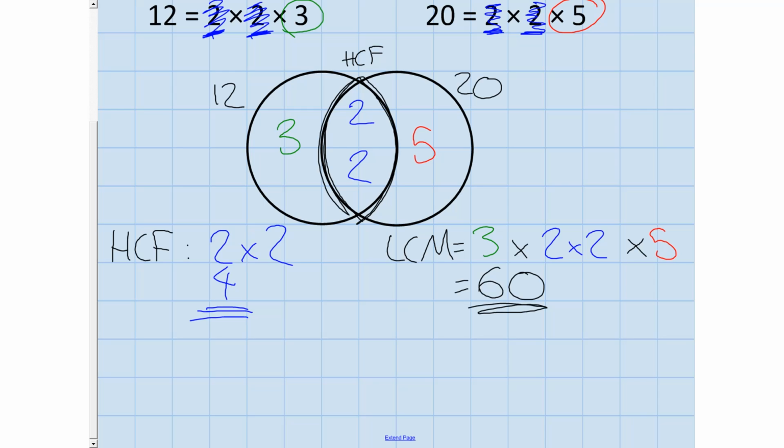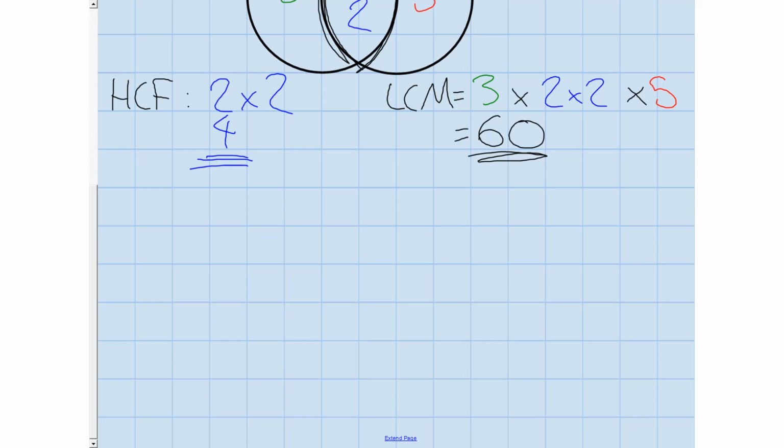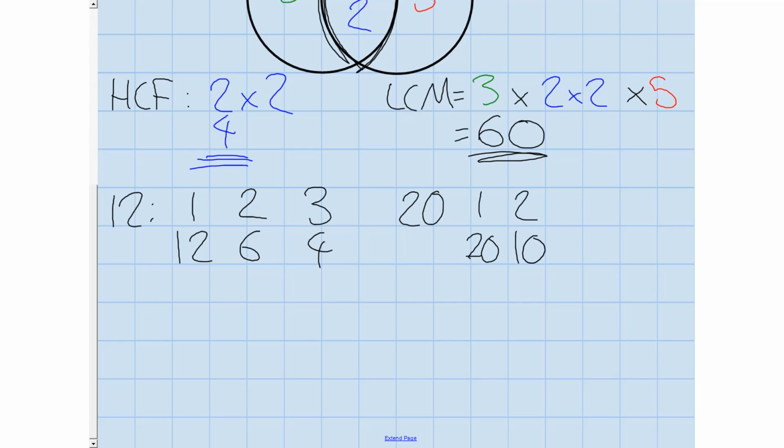Now if you don't like doing it that way, you can do it by writing down factors of the two numbers and then comparing. So for 12 factor pairs, it's 1 and 12, 2 and 6, 3 and 4. And for 20 it's 1 and 20, 2 and 10, 4 and 5. Highest common factor is the biggest number which appears in both lists, and we can see, same as before, it's the number 4.